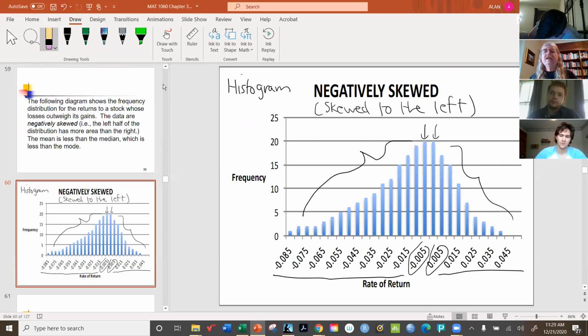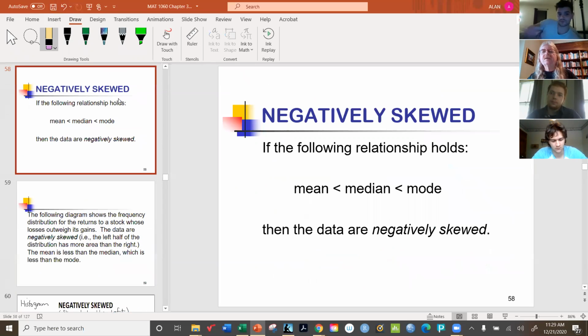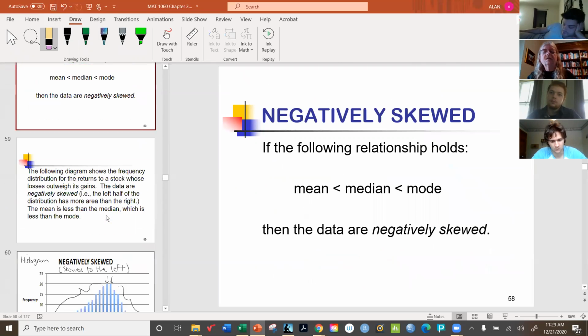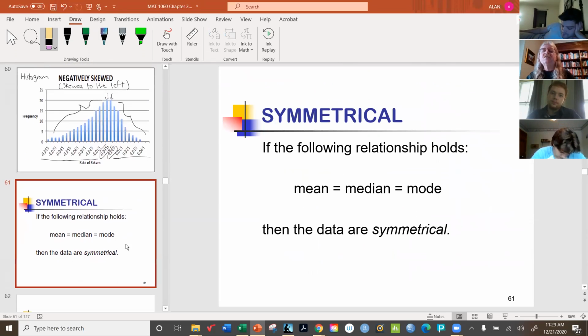Now, formally, that comes about from this relationship. There's so many negative returns that the mean is much smaller than the median, which in turn is less than the mode. Now, symmetrical, there's a balance between losses and gains in our example. The mean, the median, and the mode are all equal to each other. And you'll see that the graph reflects that. There's a nice balance between losses and gains.